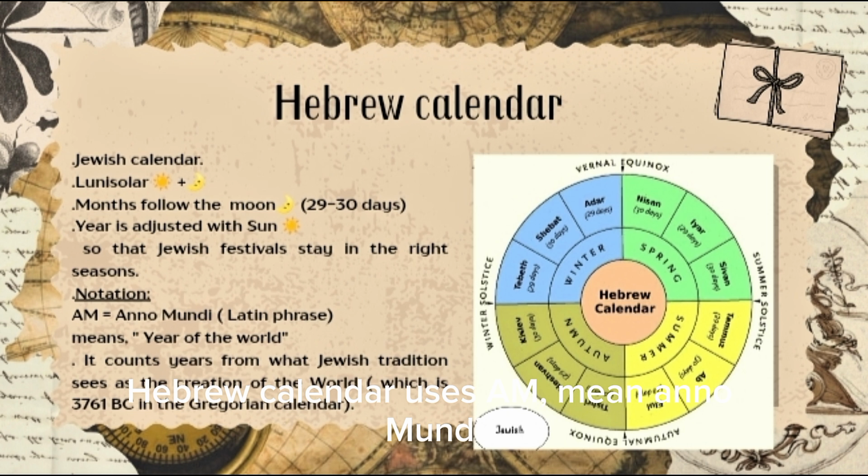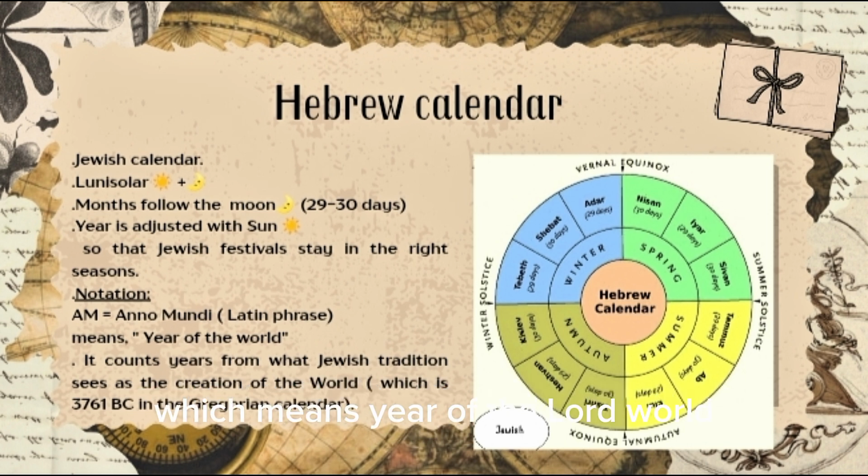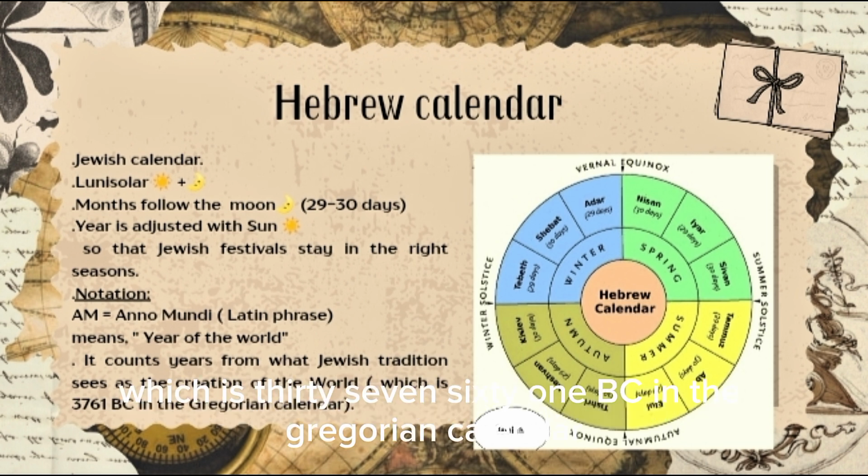Hebrew calendar uses AM, meaning Anno Mundi, which means year of the world. It counts years from what Jewish tradition sees as the creation of the world, which is 3761 BC in the Gregorian calendar. For example, in Gregorian calendar, 2025 CE is equal to Hebrew 5785 AM.